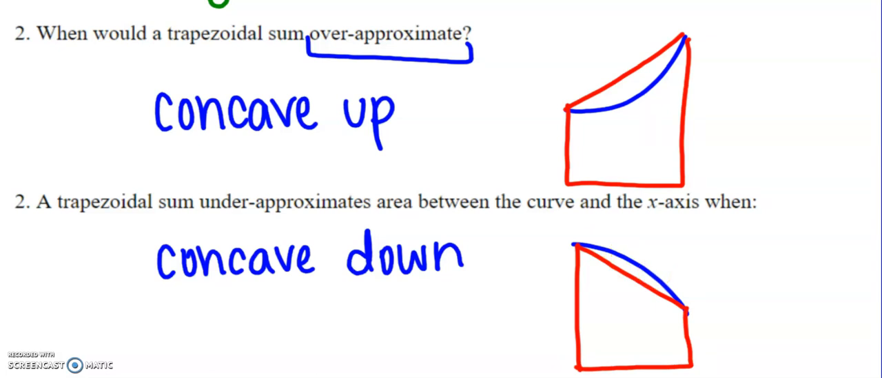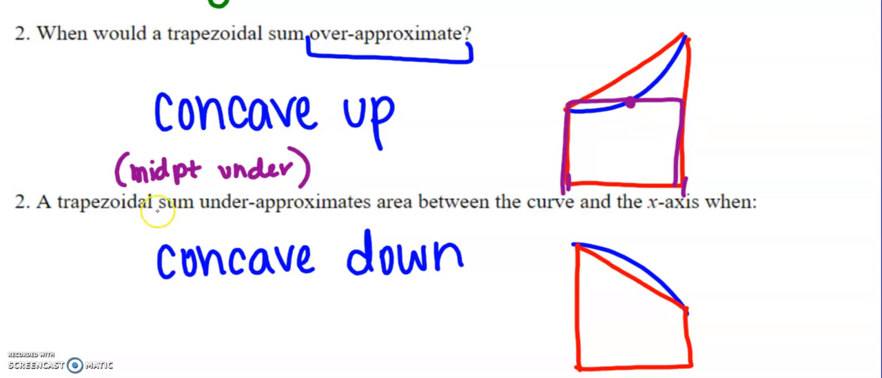So what this does for us then, trapezoidal sum over approximates when concave up. This is when your midpoint will under approximate. So midpoint, remember we partition off, we find the middle, okay? When the trapezoid under approximates, concave down, the midpoint will be the over approximation. So using the midpoint height, that one's going to over approximate.